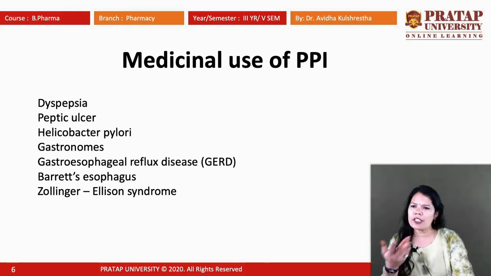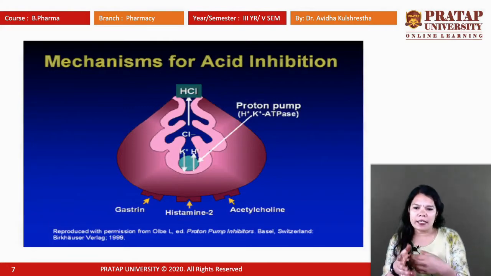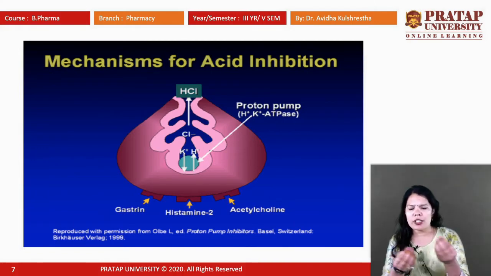or the ion exchange takes place. What is the mechanism actually? What happens when acidity is high in the stomach? When the concentration of HCl increases, what does this PPI do? PPI just gives their protons, takes their protons, and ion exchange takes place.